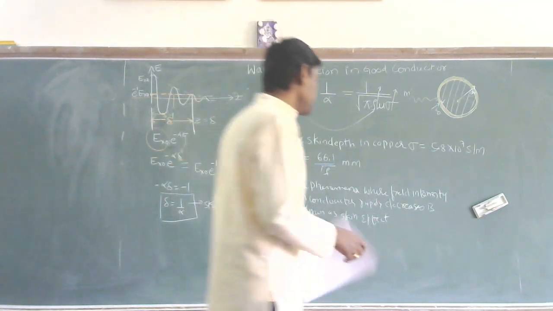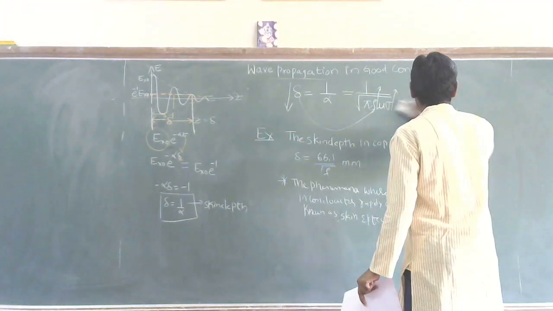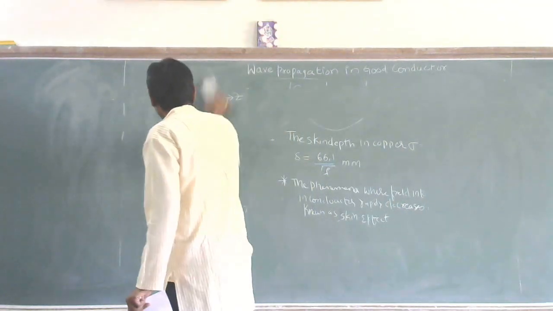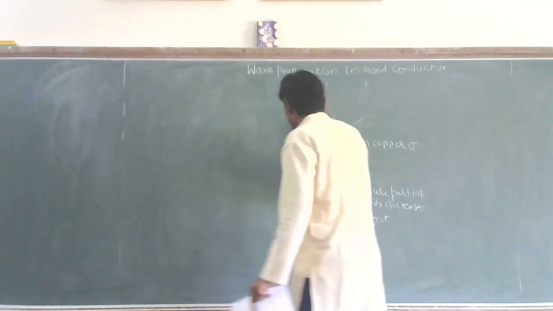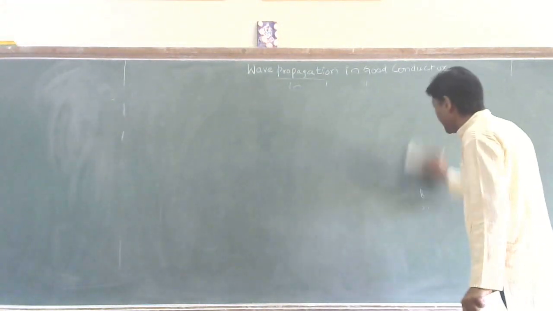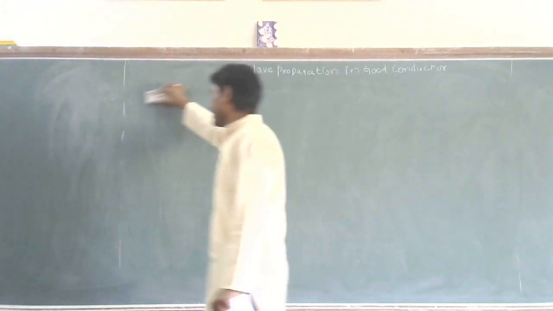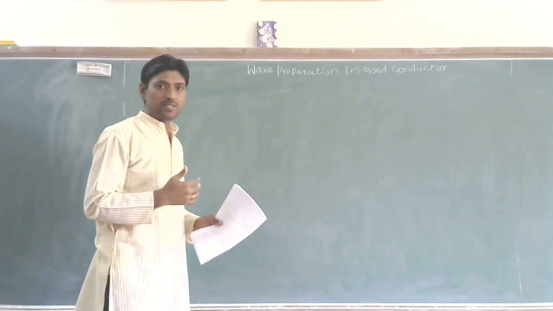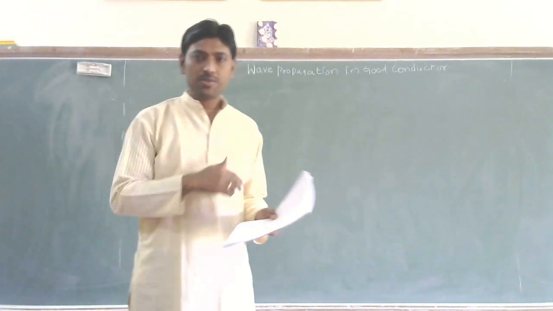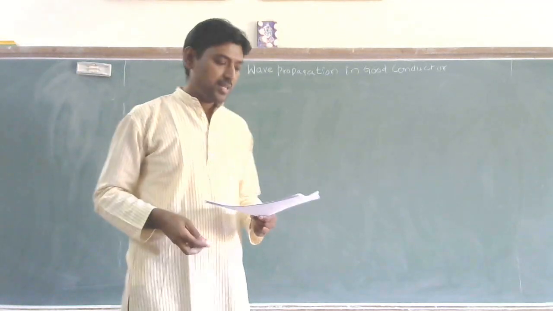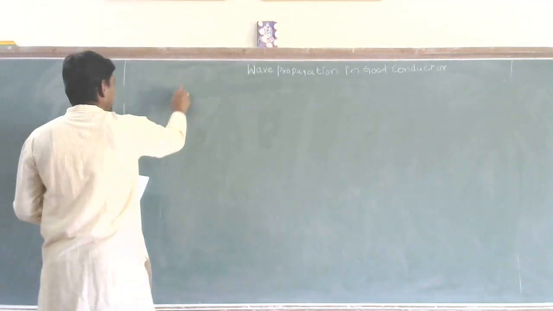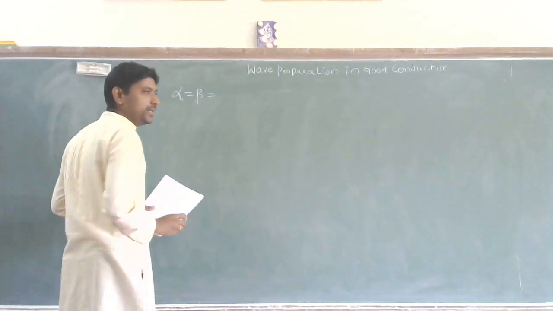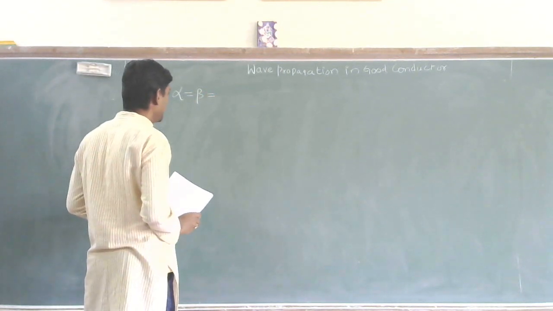Okay. So with this understanding of a skin depth, now I would like to write my wave characteristic, which we have already written for a good conductor. I would like to write the whole wave characteristic in terms of this skin depth. So let's do that. We know that for a good conductor, alpha is equal to beta.